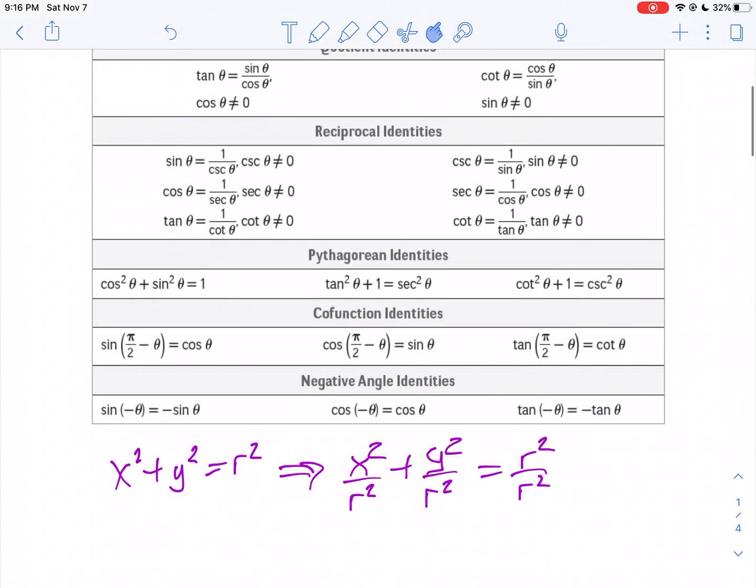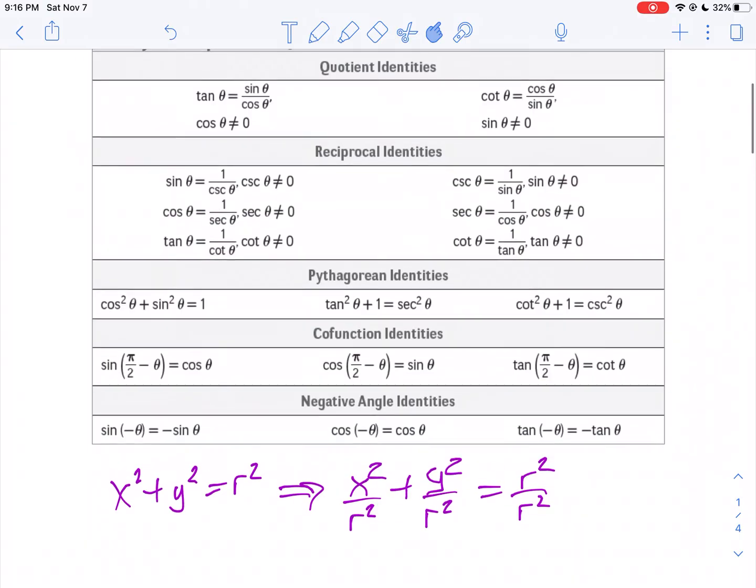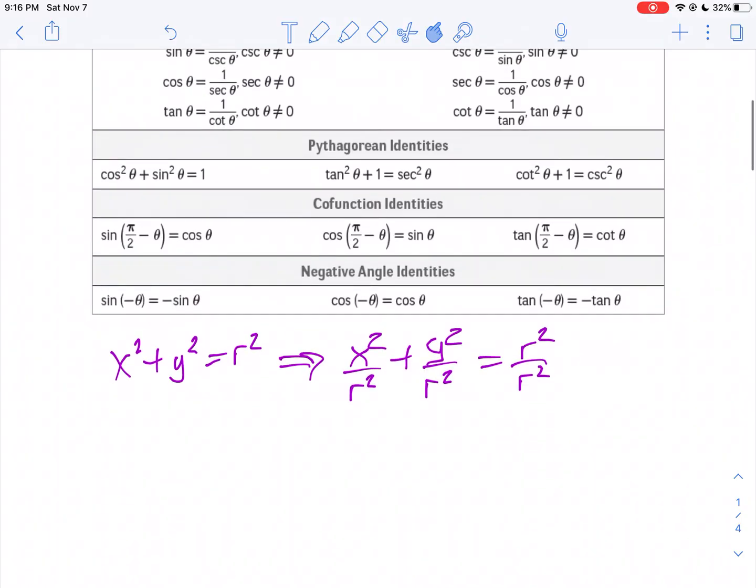Well, looking at our definition, cosine is x over r. So x over r is cosine of my angle, squared. Y squared over r squared is sine squared of our angle, and r squared divided by r squared is 1. That's where that Pythagorean identity comes from.